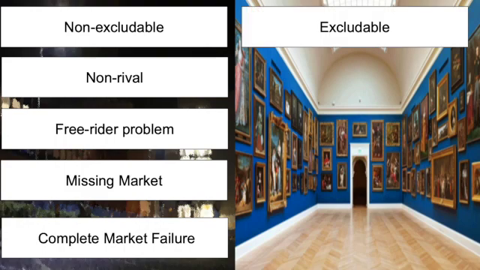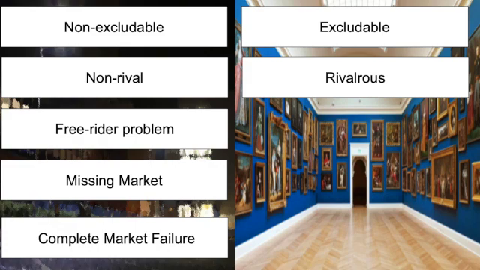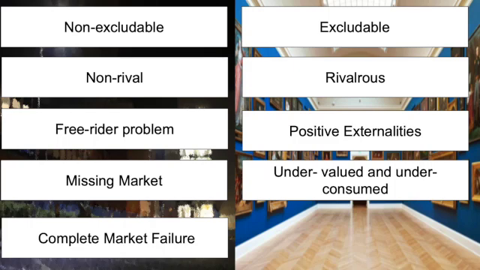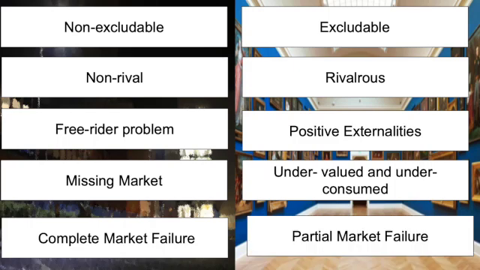A merit good tends to be excludable in the free market. It's rivalrous because obviously it gets to a point where it's hitting capacity and you have to rival one another for that consumption. It tends to have positive externalities, but it's undervalued and underconsumed, possibly because consumers do have to pay, which creates an opportunity cost, and they may trade off on this good because they undervalue it, to therefore consume something else. And because there is an underconsumption of this good, we have partial market failure.